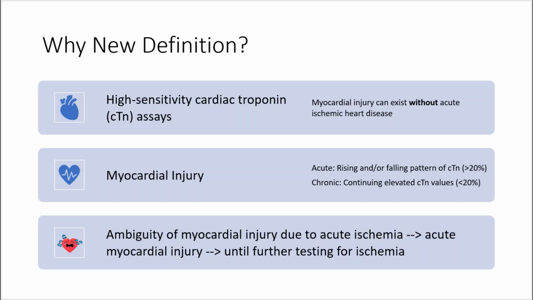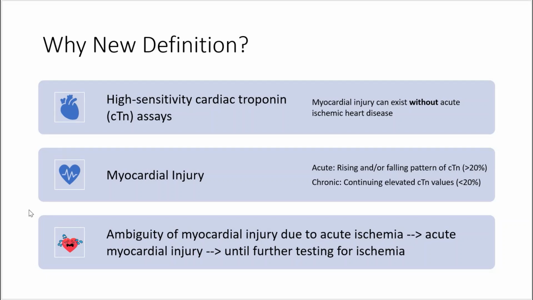So why the reason for the new definition? It's because of these high sensitivity cardiac troponin assays. And now that most hospitals are adapting to these, it is important to know. Because of these high sensitivity cardiac troponins, any stress or insult to the heart will cause elevation of these troponins. As a result, it's been discovered that myocardial injury can exist without acute ischemic heart disease.